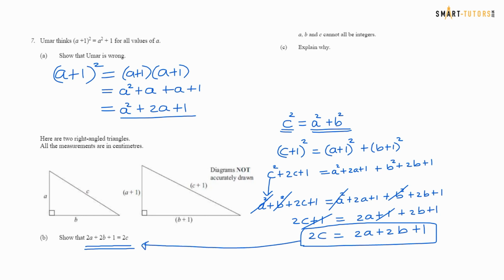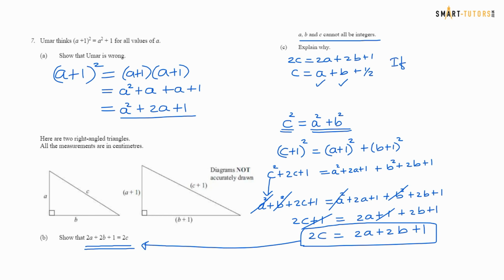Third part, a, b, c cannot all be integers. Explain why. Because if you say 2c equals 2a plus 2b plus 1, and I divide everything by 2, c equals a plus b plus half. So if a is a whole number and b is also a whole number, definitely c can't be a whole number, because two whole numbers plus a fraction is not going to be an integer.